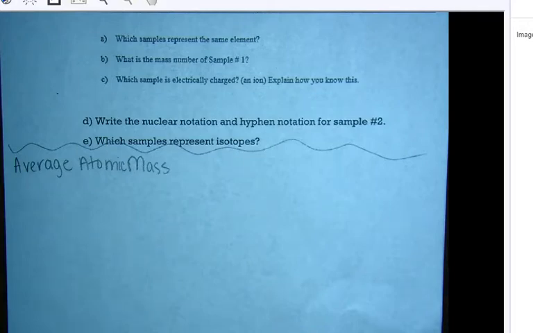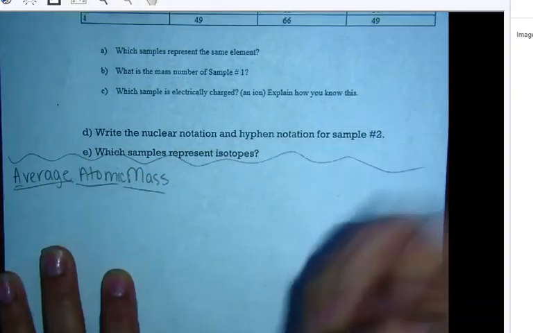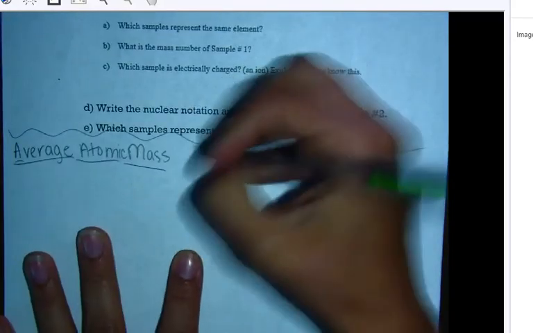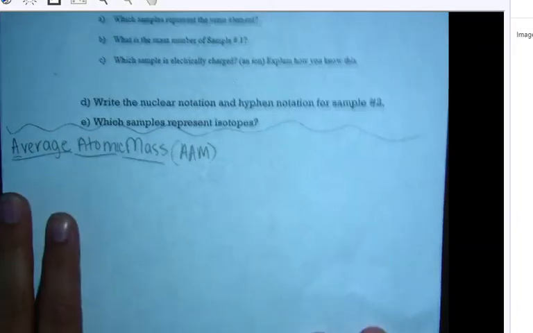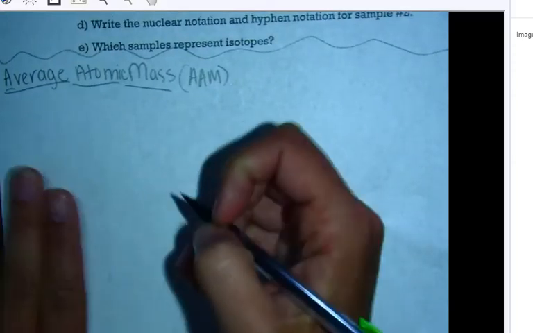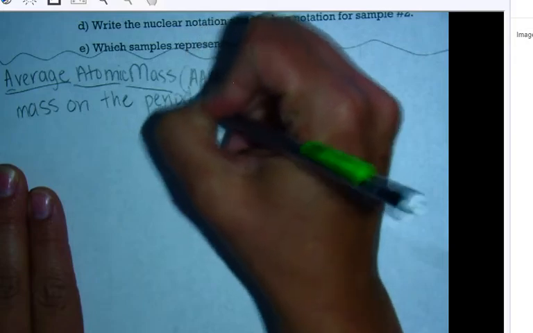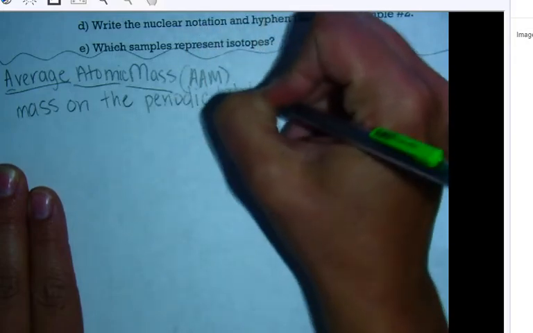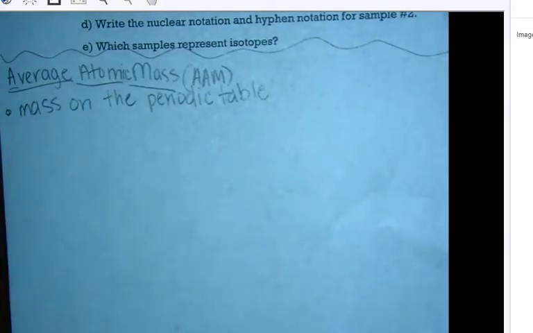Okay. So for average atomic mass, which you'll see in your folder on Schoology, I call it AAM, just so you know. Do I need you to know that? No, I just don't want to totally leave you hanging there. But what an average atomic mass is, that's the mass on the periodic table.